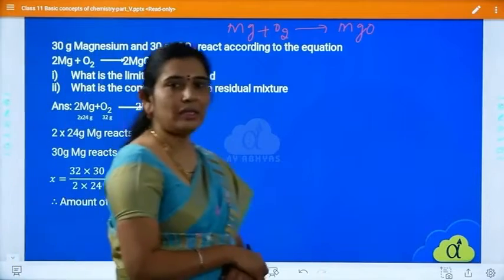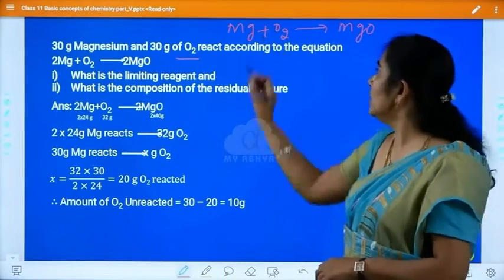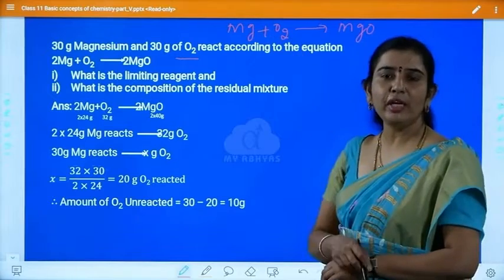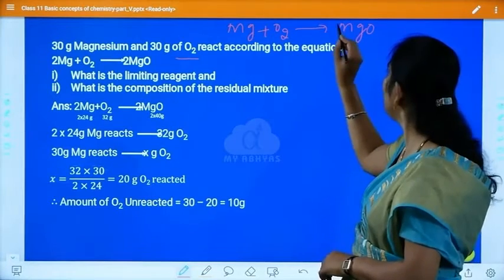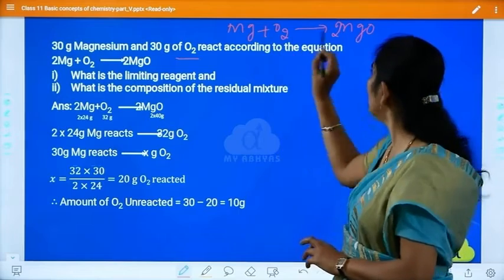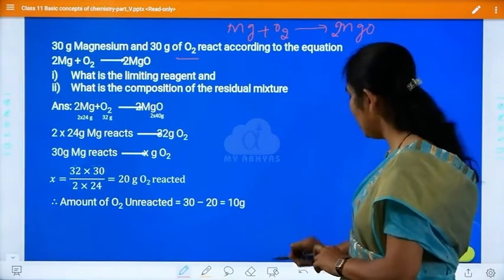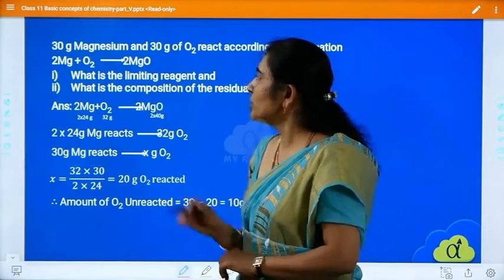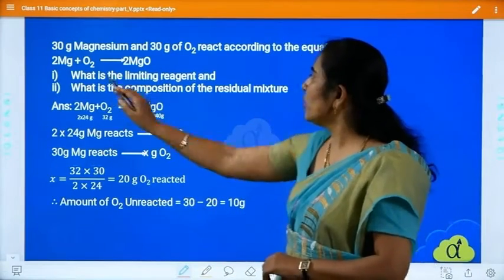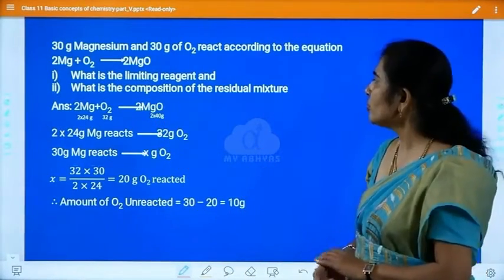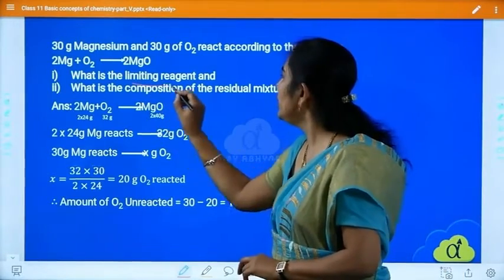You need to balance. How do you balance here? See, you have to look at valency. Magnesium is bivalent. So for balancing I need to write 2MgO. When Mg combines with oxygen, you will get magnesium oxide. That's why the reaction is written like this: 2Mg plus O2 gives rise to 2MgO.